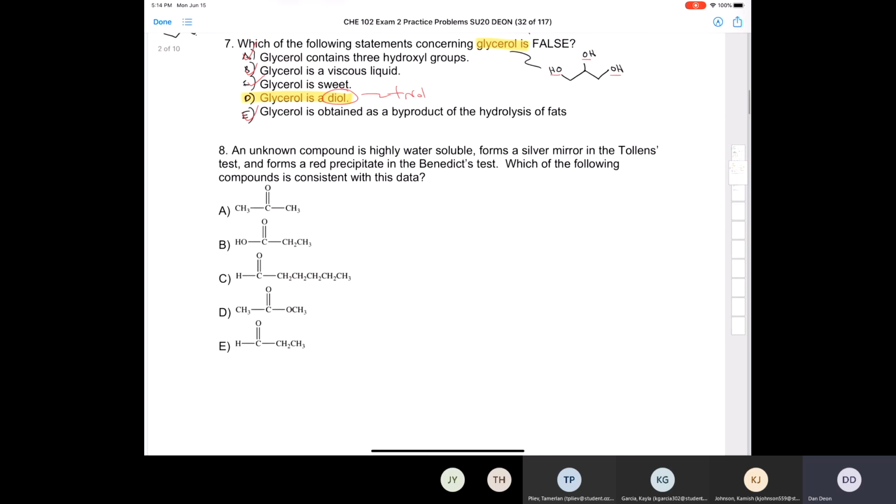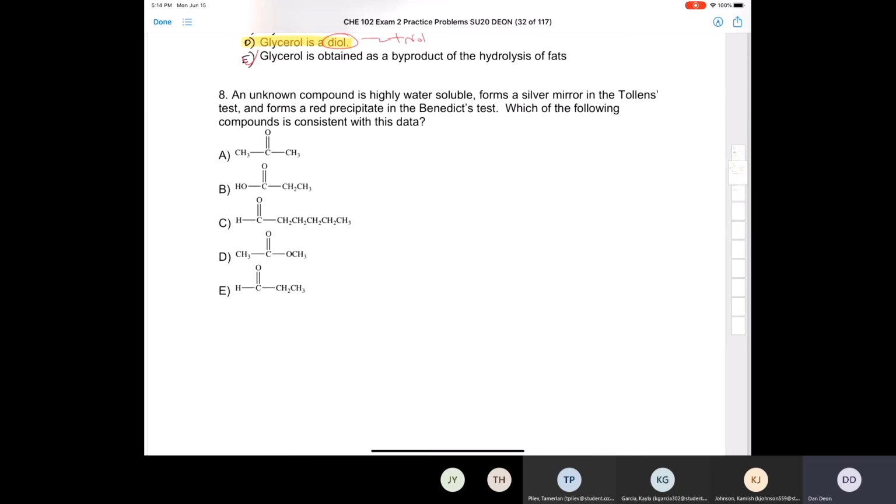Okay, number 8. An unknown compound is highly water soluble. That's the first fact we're given, right? If it's highly water soluble, we know some things about water solubility. Okay, so it's highly water soluble. Forms a silver mirror in the Tollens test. What do you know about a compound if it forms a silver mirror in the Tollens test? Who can tell me what that means when I get a silver mirror in the Tollens test? Can anybody tell me why that would happen?